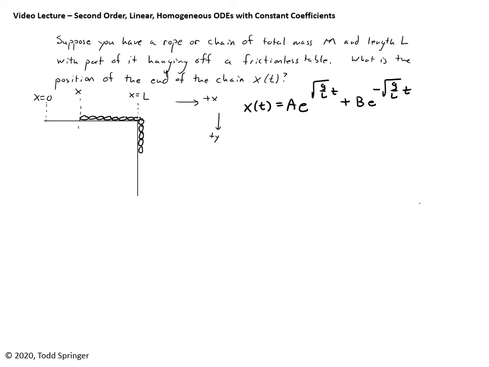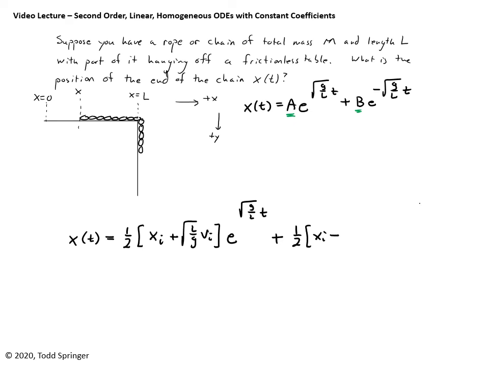So on the previous slide, we had related a and b to the initial position and velocity of the chain. So I'm going to have everything together. Let me just write it all. xi is a, which was 1/2 xi plus square root L over g times vi, e to the square root g over L times t, plus 1/2 xi minus square root L over g times vi, e to the minus square root g over L times t.